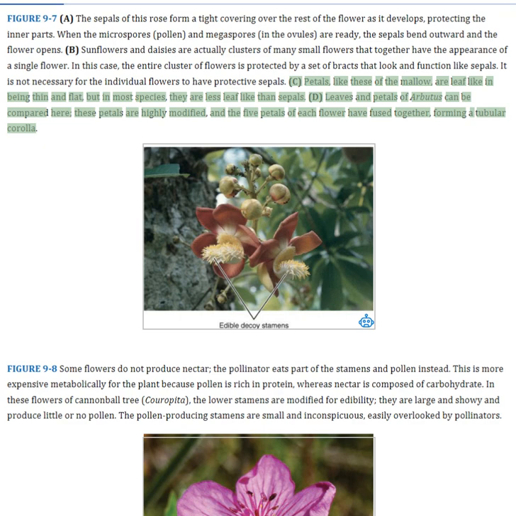Leaves and petals of arbutus can be compared here. These petals are highly modified, and the 5 petals of each flower have fused together, forming a tubular corolla.